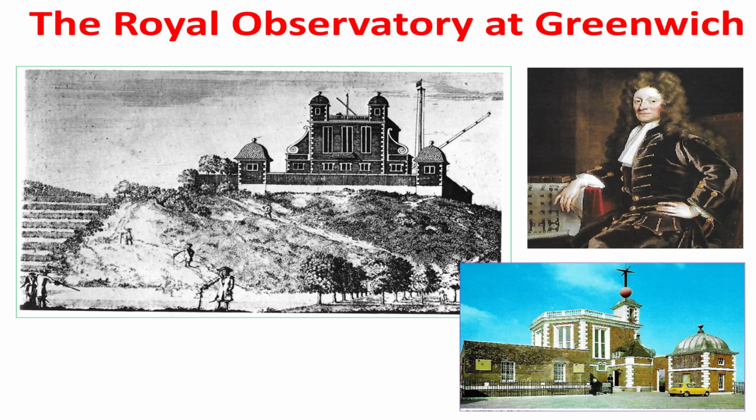Also, with Charles' patronage, the Royal Observatory at Greenwich was founded in 1675, designed by Christopher Wren. Its purpose was to improve the accuracy of tables of the moon's motion, in order to help mariners find their longitude at sea.